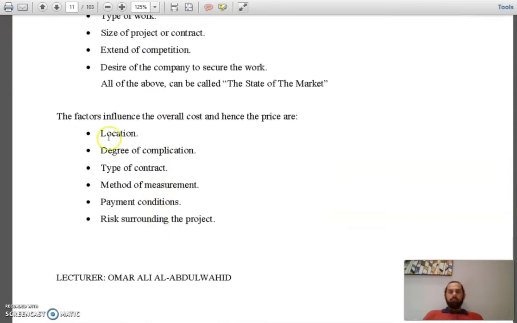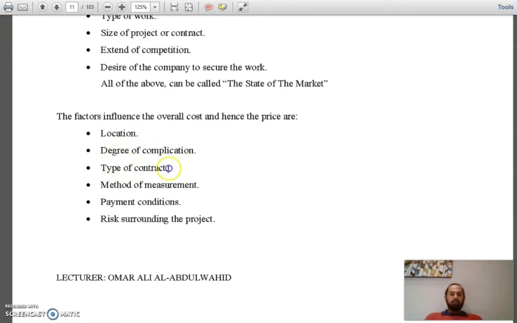The location affects, as I said before, the cost of the project: commuting to the project, accommodation, food, catering, and all these things. It is more expensive in remote areas or desert areas than in the middle of the city. And degree of complication, sure. If you are making power plants or dams, they are complicated projects. It's not like making villas or commercial buildings. So the degree of complication will affect.